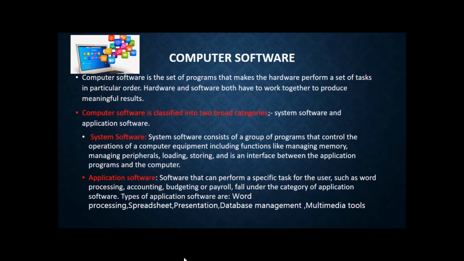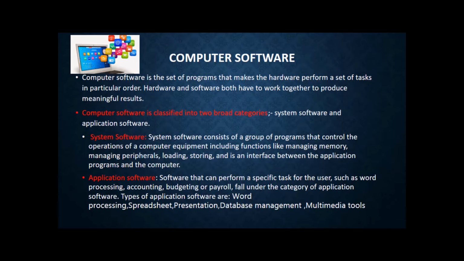Let's look into computer software. Now, computer software, remember, is a set of programs or a set of instructions that makes the hardware perform a set of tasks in a particular order. This directs the hardware part on what to do. Hardware and software both have to work together to produce meaningful results. Computer software is classified into two broad categories: system software and application software. Hope we're together so far.